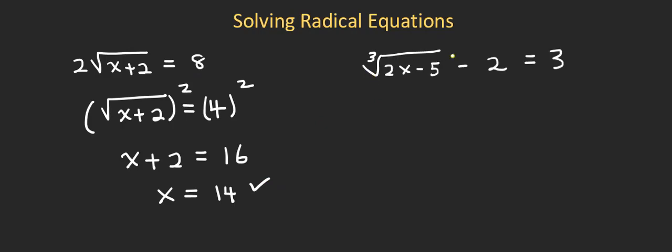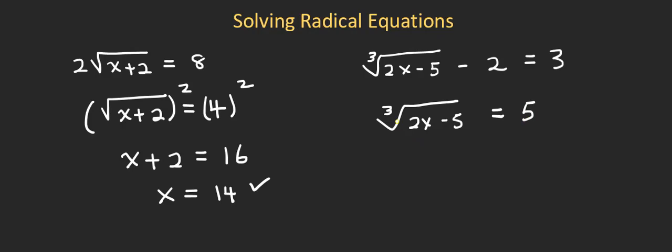Now you have cube root of 2x minus 5, minus 2 equals 3. So what you want to do is first get rid of negative 2. You want to have the radical by itself. So cube root of 2x minus 5 equals 5.